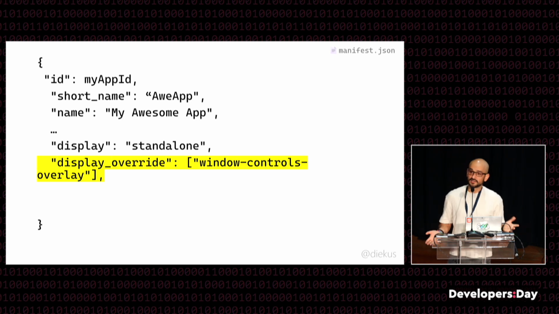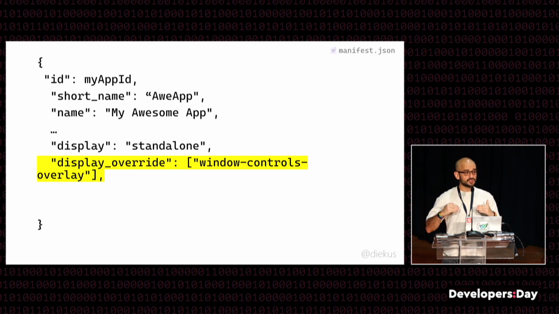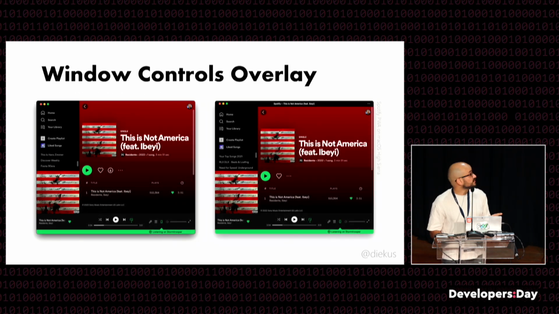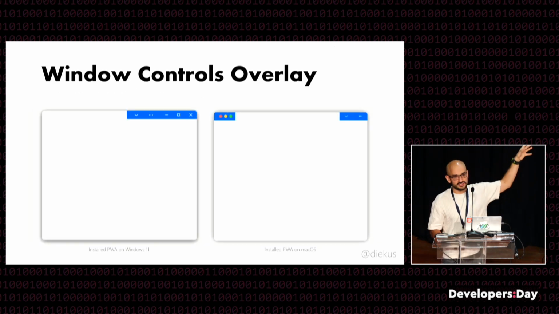Again, the manifest file comes in handy here, where we had this display standalone, and I explained the standalone is basically to set the window to a standalone mode. But you can also override. Certain browsers have functionalities that allow you to override and put a chain of fallback. So in this case, I'm telling it, I want you to override the display mode that I've put as standalone and put it as a window controls overlay. And this will basically allow you to get this effect that we were seeing here.